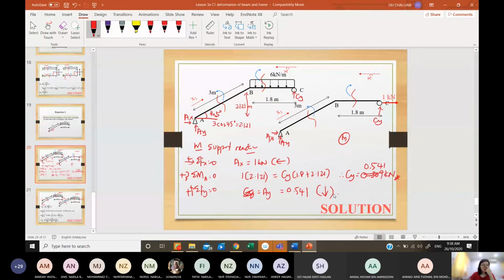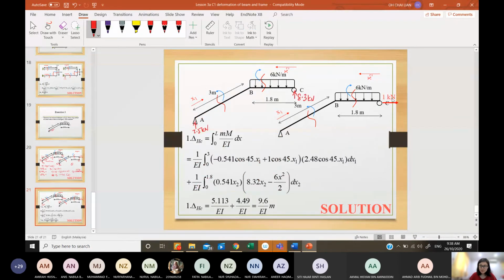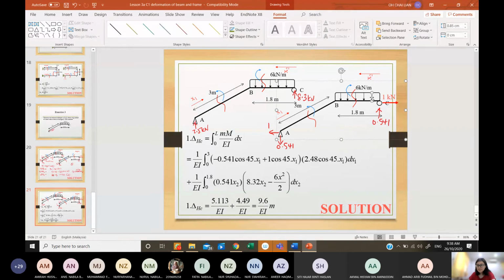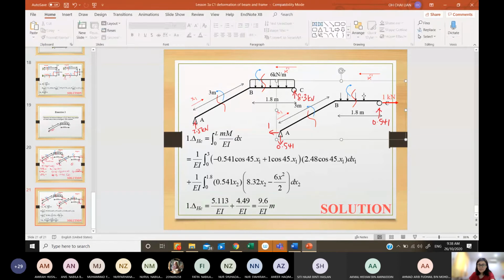Okay, so if you get this, CY is upward 0.541. This is downward 0.541. This is going 1 here. And then I need to remove this. Okay. So then you solve for your internal force.